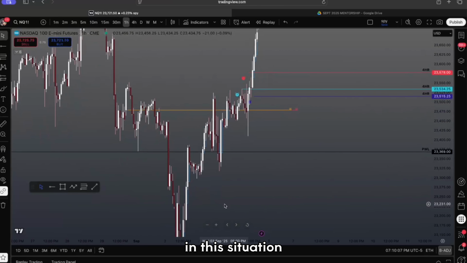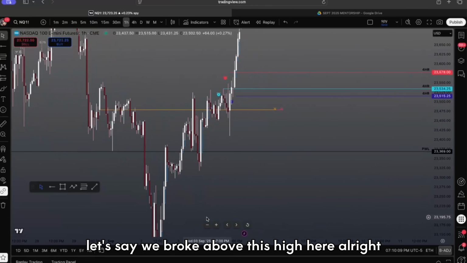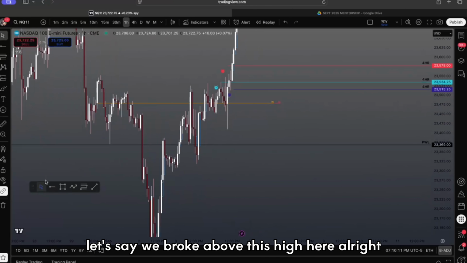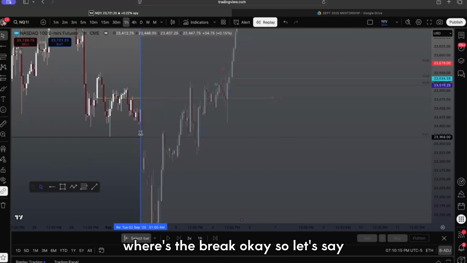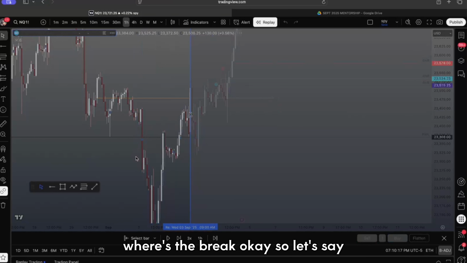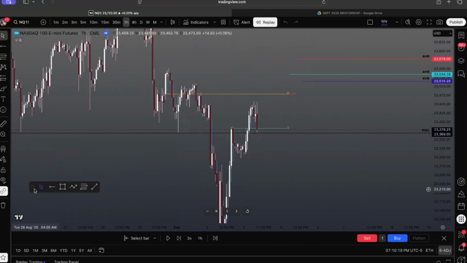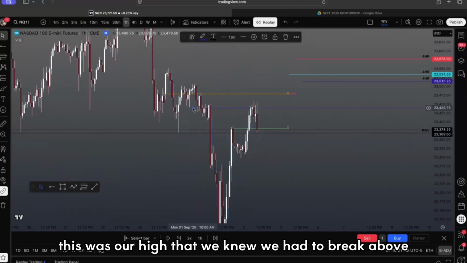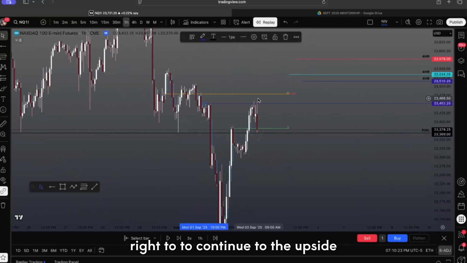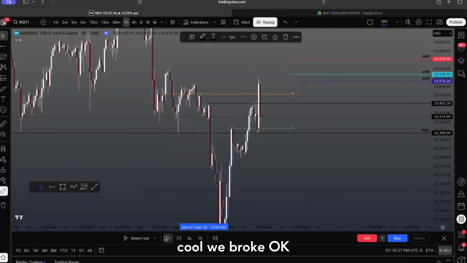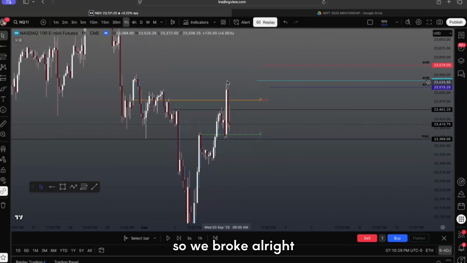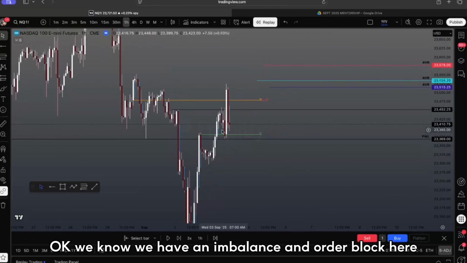So, okay, in this situation, let's say we broke above this high here, right? Let me do a replay just to not confuse you guys. Where's the break? Okay, so let's say this was our high that we knew we had to break above, right, to continue to the upside. So let's see what happened. Cool, we broke, okay? So we broke, all right? Okay, we know we have an imbalance and order block here, right?